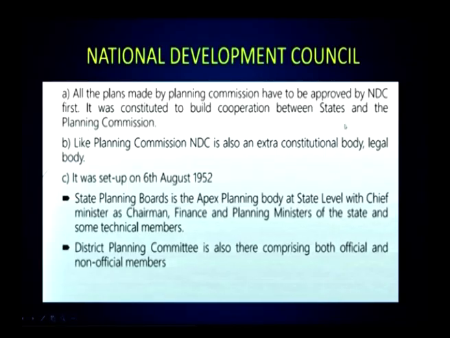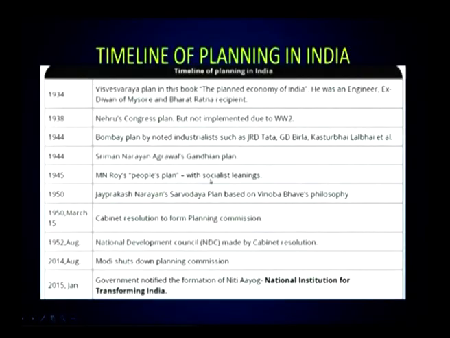The National Development Council comprises state planning boards, which are the apex planning body at state level, with the Chief Minister as chairman, the finance and planning ministers of the state, and some technical members. The District Planning Committee is also there, comprising both official and non-official members. This National Development Council was set up on 6th August 1952.